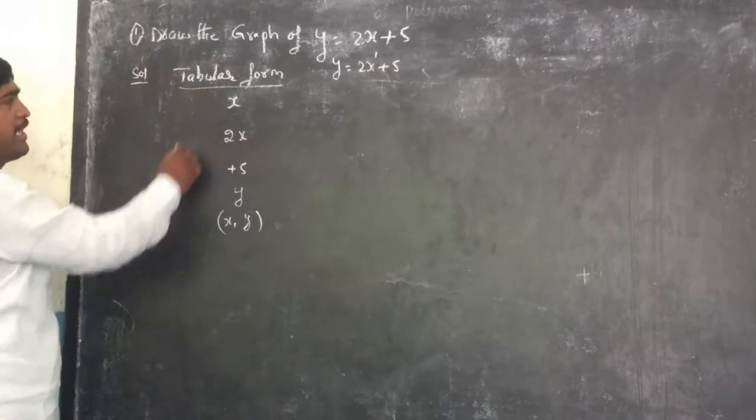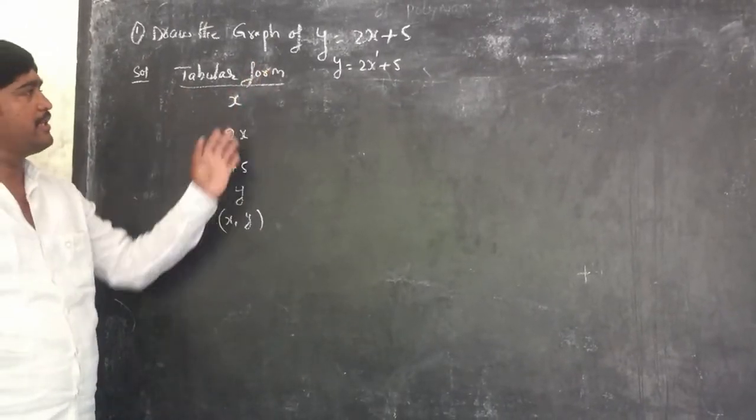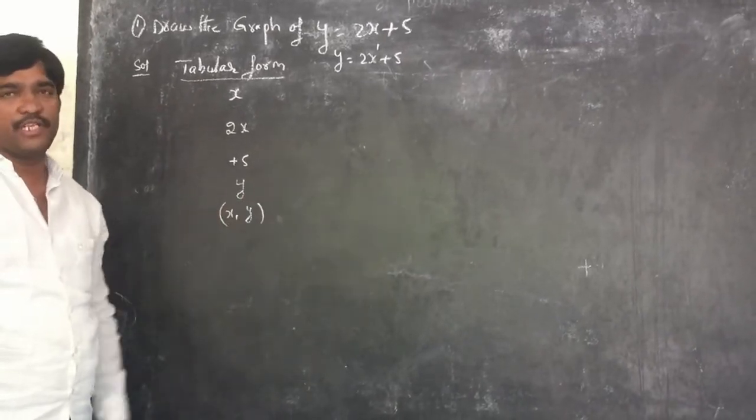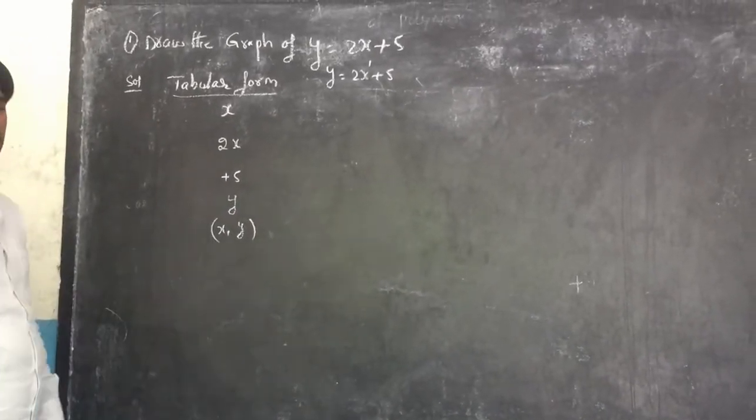Now first I have to make the tabular form. Before drawing the graph, there are two parts: the tabular form, which is nothing but tabular values, and then the representation of the graph. First I will explain how to make the tabular form.